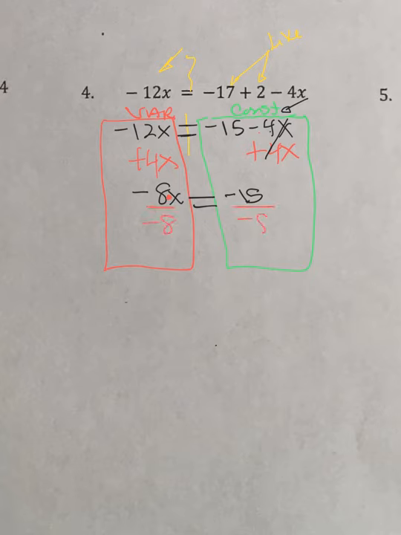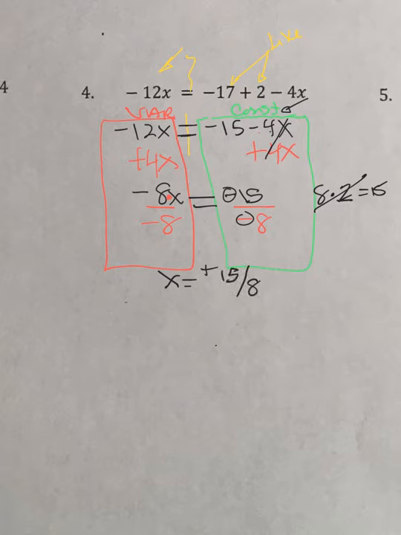And that gives me x equals, and then a negative divided by negative is positive, and 8 times what is 15? Nothing, because 8 times 2 is 16. So that means this is just a fractional answer. So 15 over 8, and I don't really have to write the positive sign. I just did it to emphasize your rules.